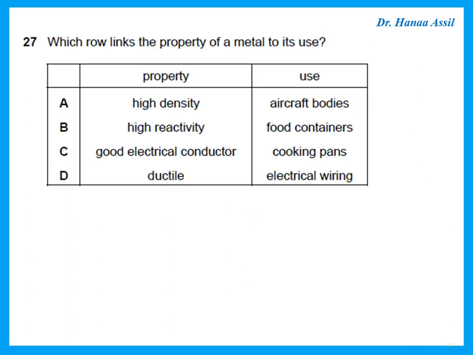Which row links the property of a metal to its use? So if we look at these aircraft bodies, we need something that is high density. No, we said we use aluminium for aircraft bodies because of low density. Food containers, you need something that's very reactive. No, you need something that will not react with the food. Cooking pans, you need something that is a good electrical conductor. No, you need something that is a good heat conductor. Now, for electrical wiring, I need something that is ductile. Yes, we said ductile means it can be stretched into wires, so that is correct.